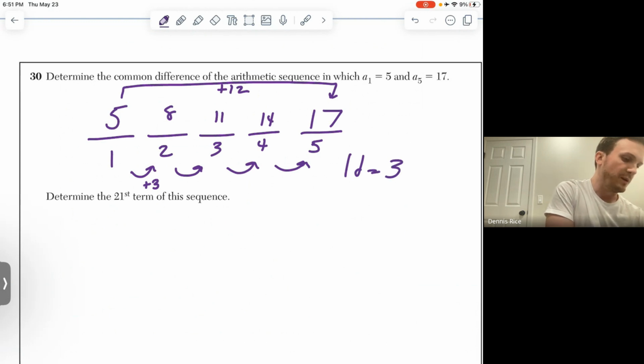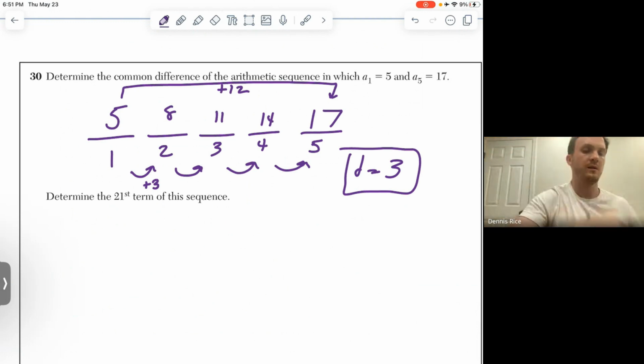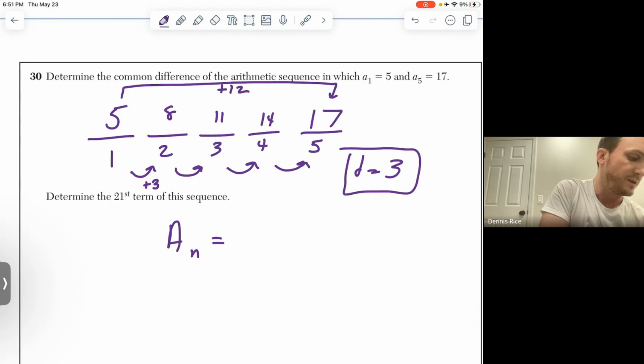That was part 1, I guess. This is a 2-point question, so that's plus 1. Now they want to know the 21st term. Worst case, you can just sit there and go plus 3, plus 3, plus 3. Or they could have made it something crazier where maybe you didn't want to do that. We can write the explicit rule. Just for good measure, we'll do that.